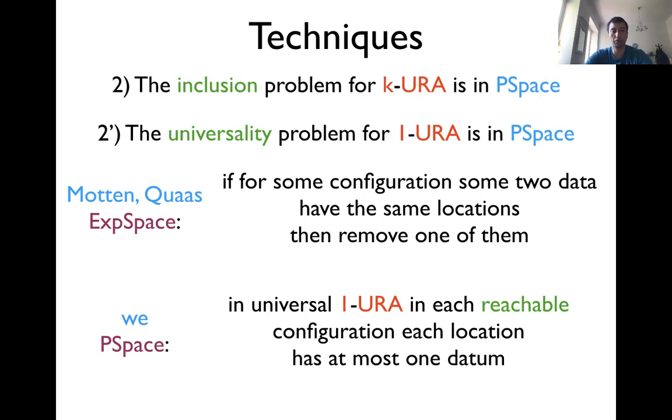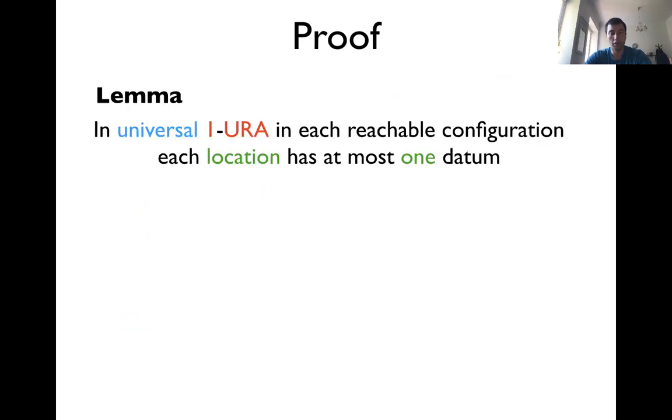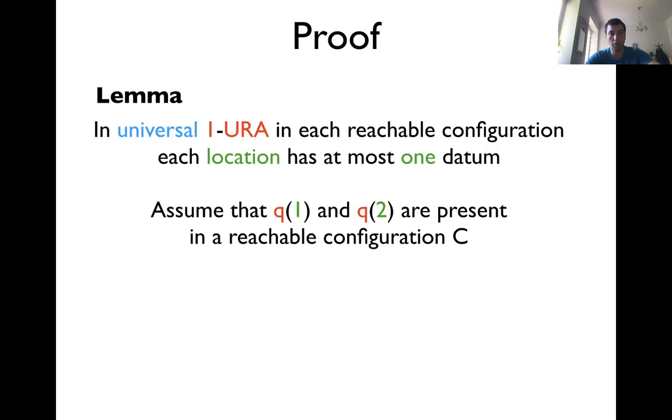Okay, and how was this lemma shown? Now I will show it for you. So let's recall the lemma: we assume that it's a universal, one-register unambiguous automaton. In each reachable configuration, each location has at most 1 datum. So let's assume towards a contradiction, in order to prove it, that in some reachable configuration, q with datum 1 and q with datum 2 are present. This reachable configuration is called C.